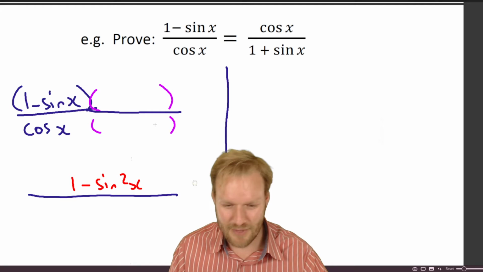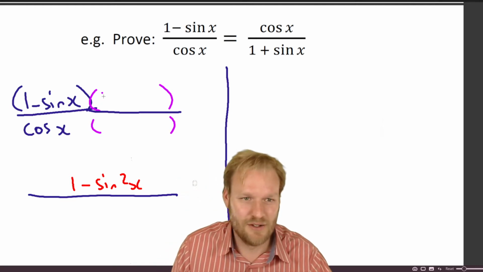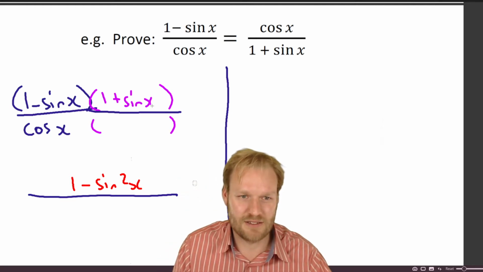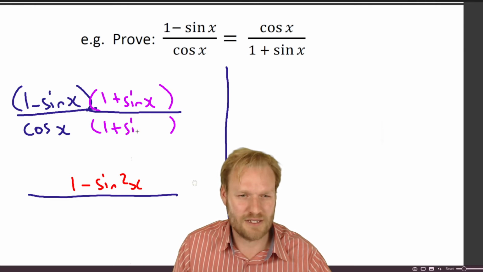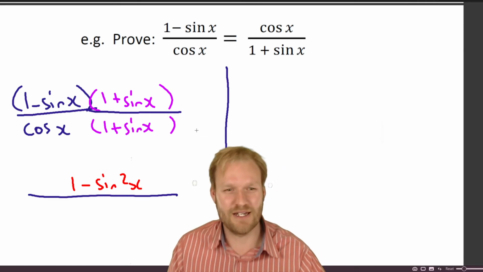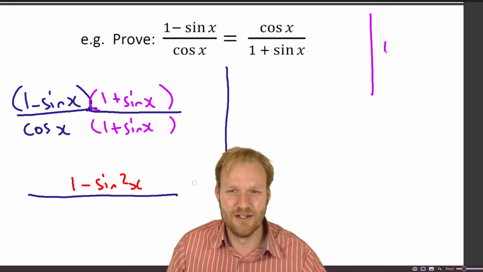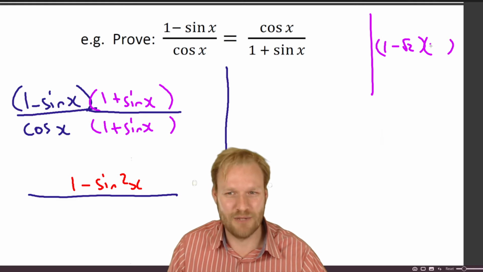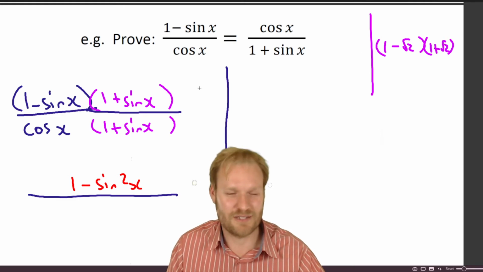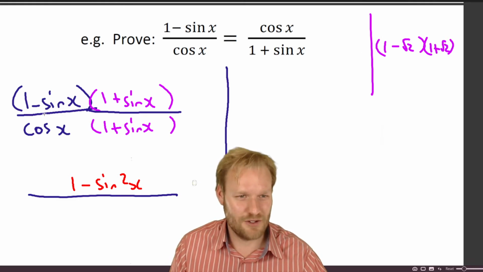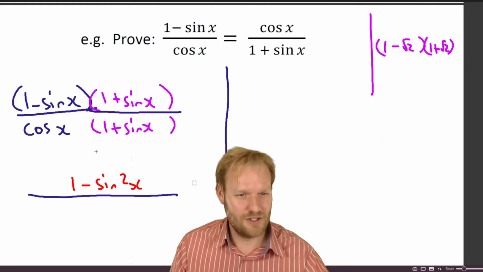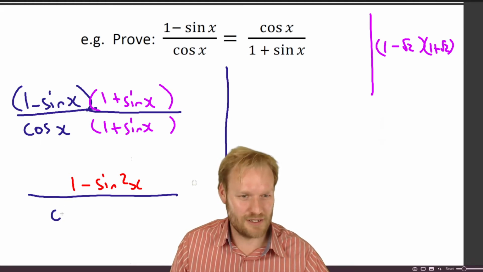Well, what happens if we multiply this by 1 plus sine x? Remember, we used this idea of multiplying when we were simplifying those surds. Do you remember a while ago we had 1 minus square root 2, and we multiplied it by 1 plus square root 2, and things cancelled nicely? So again, we could do that.